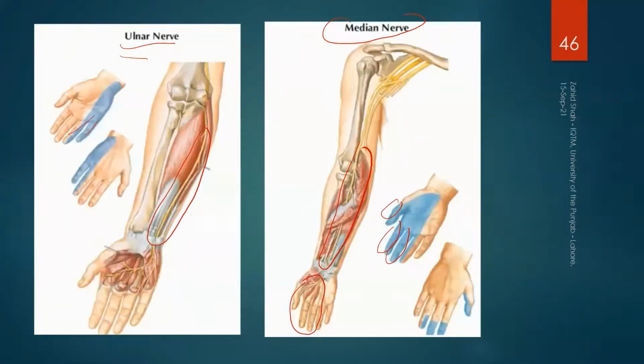So in carpal tunnel syndrome, this median nerve that is passing through the center of the carpal tunnel, and this is where the carpal tunnel is, we will see it in the next slide, gets compressed and it causes pain.